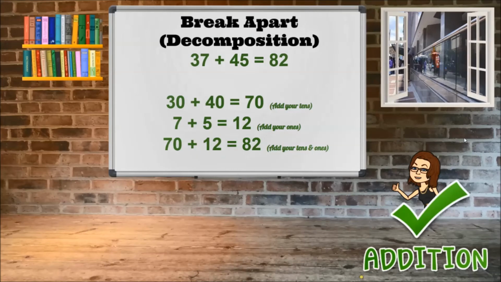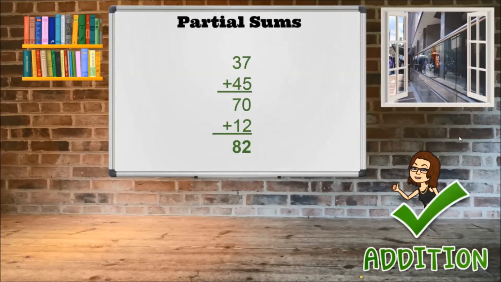Break apart or decomposition is breaking the numbers apart by their place value and then adding them together. So in this example, we added 30 plus 40 to get 70, 7 plus 5 to get 12, and then we added the 70 and the 12 together to get 82. Partial sums looks most like the standard algorithm. However, it maintains the magnitude or size of the number. So instead of adding 3 plus 4 and thinking 7, the students are adding 30 plus 40 and getting 70.